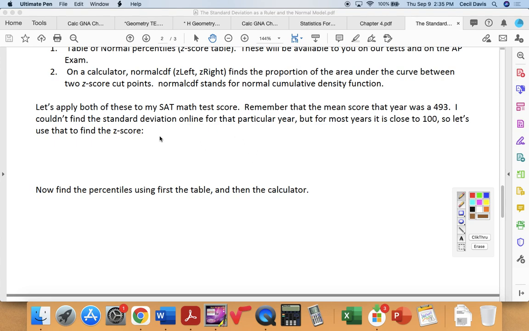So the z-score for me would be 600 minus 493, divided by 100. So that's 107 over 100? Yes. Where is the 100 from? That's the standard deviation. So that's 1.07.